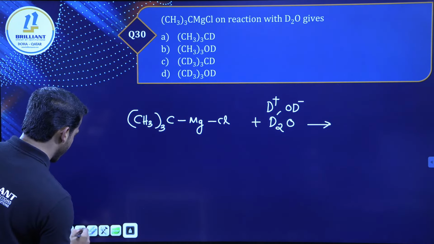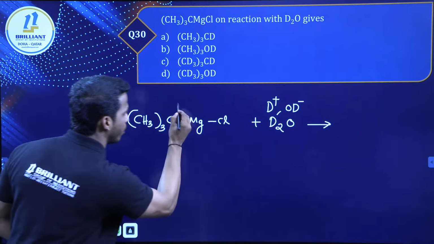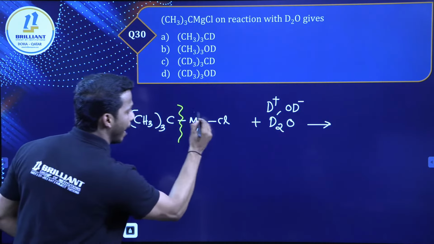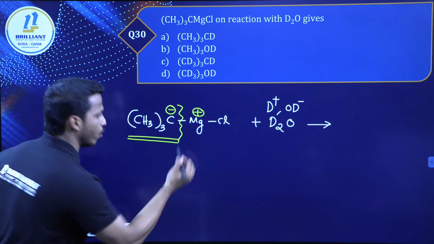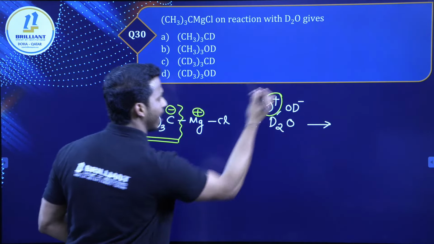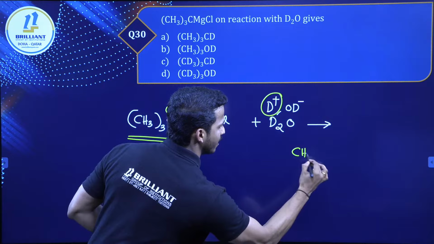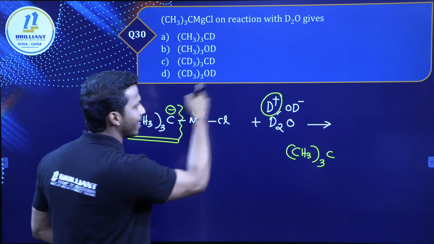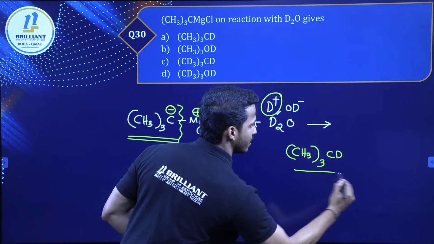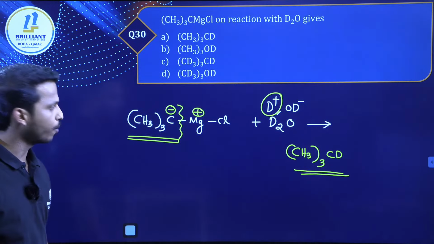What are the ions in this compound? In this compound you can see this is the breaking part, Mg plus and C minus. To this minus part, who will attack? The positive part will attack. You will get CH3 thrice C to the minus. Who will attack, dear all? The D plus will attack. This is the answer.